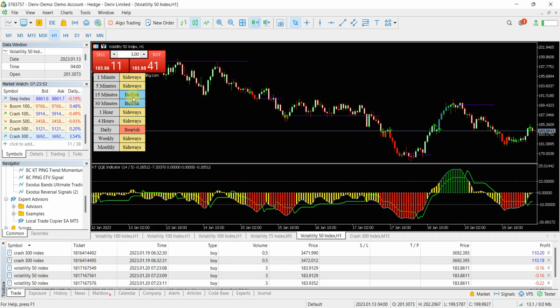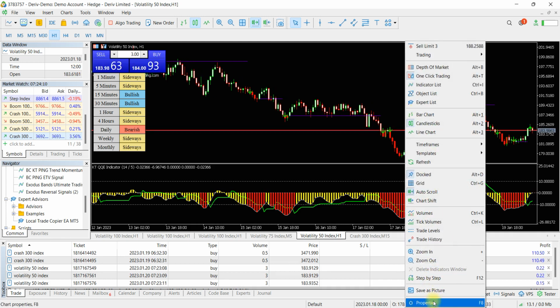Now, this can actually turn from bullish to sideways and from sideways to bearish. And that means that, the same way as a trader, you ought to be wise about every decision you make and you ought to be responsible for them.